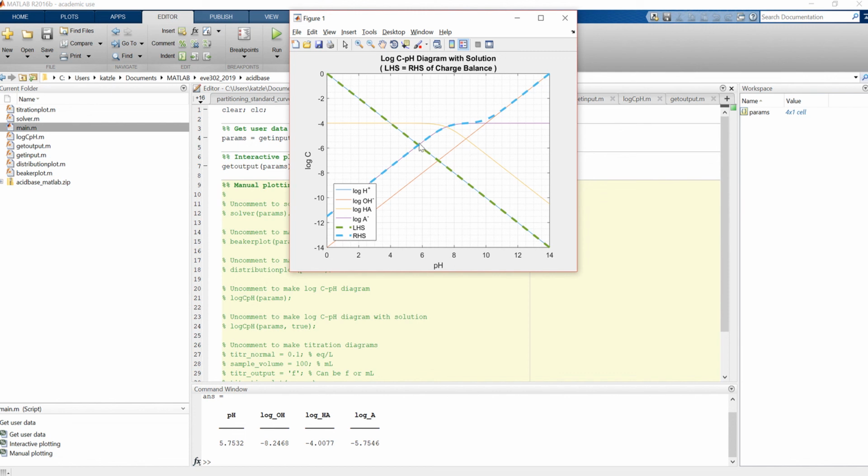So you note that log of HOCl is essentially log of CT, or 10 to the minus 4. Log of OH and log of A minus can also be found, again, by reading off to the right. Those values correspond to what we see for log of OH, log of HA, and log of A minus in the solver. Okay, so we've completed that problem.